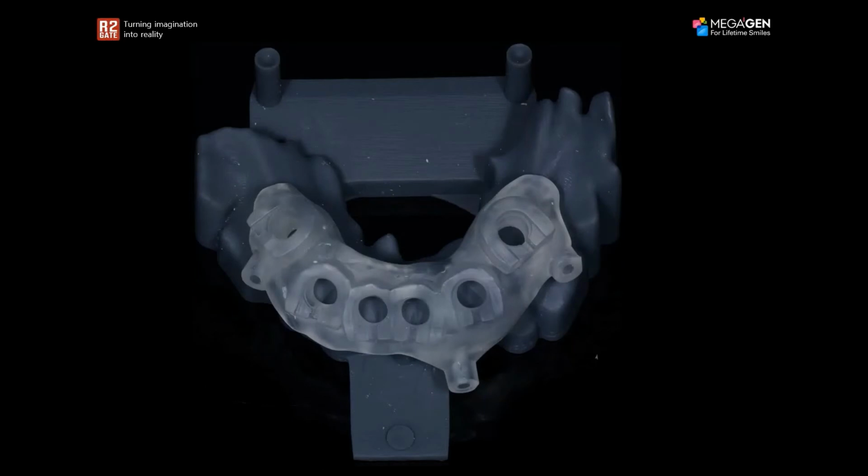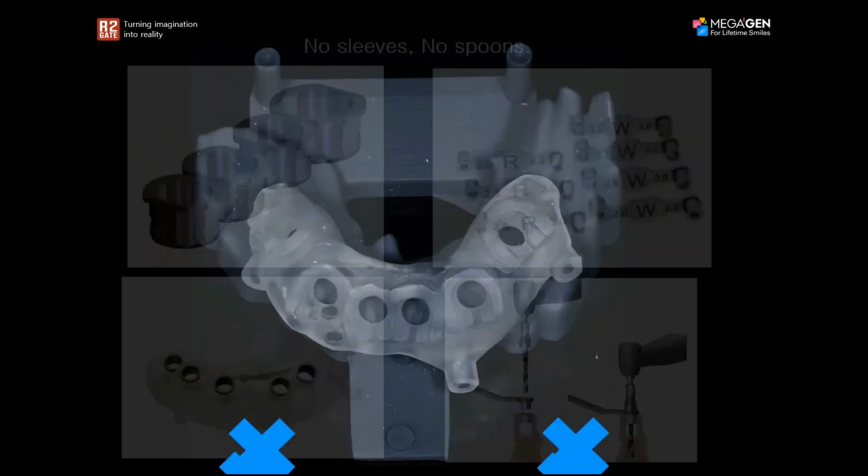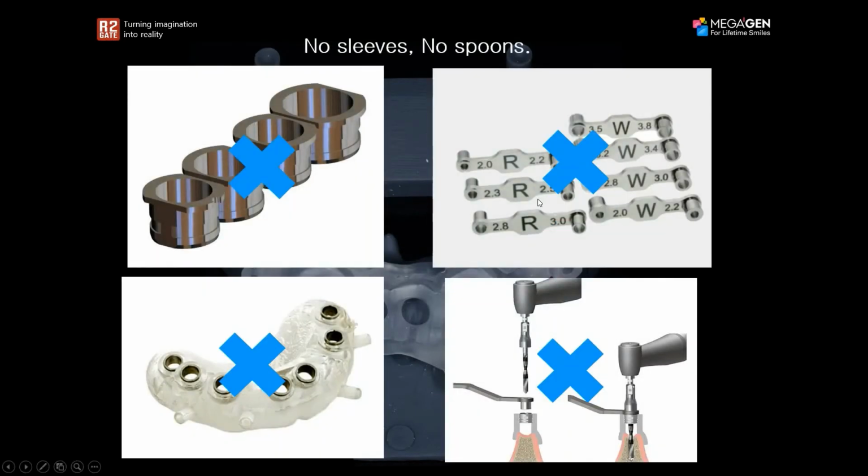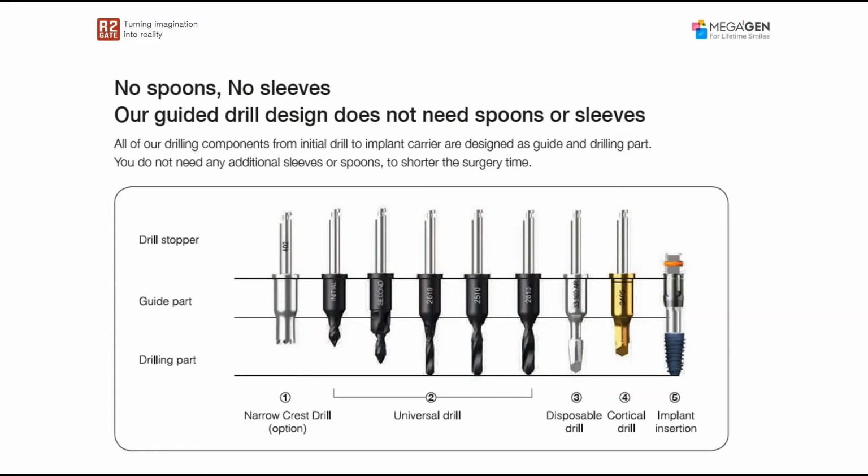The R2GATE surgical guide design is quite simple. It does not use sleeves, and it does not use spoons. The reason why is because of the special design of the drills. The drills of the R2GATE surgical kits are composed of two parts. Number one will be the guide part, and number two will be the drilling part. The guide part is a smooth part, and this is the part that engages the surgical guide, so there's no danger when it engages the surgical guide.